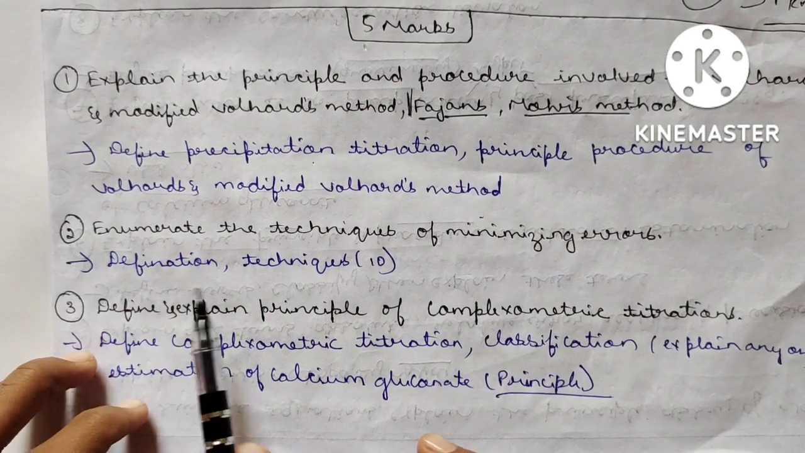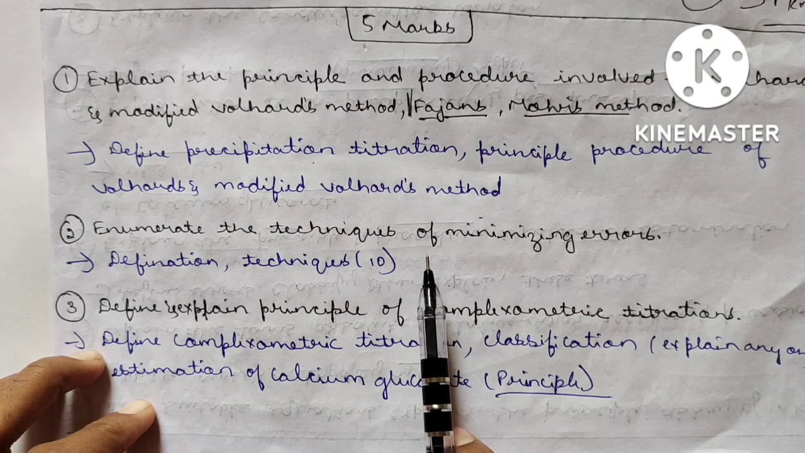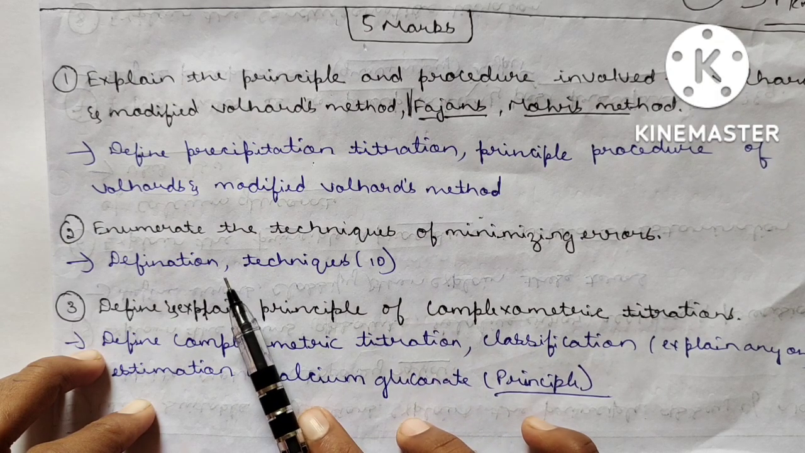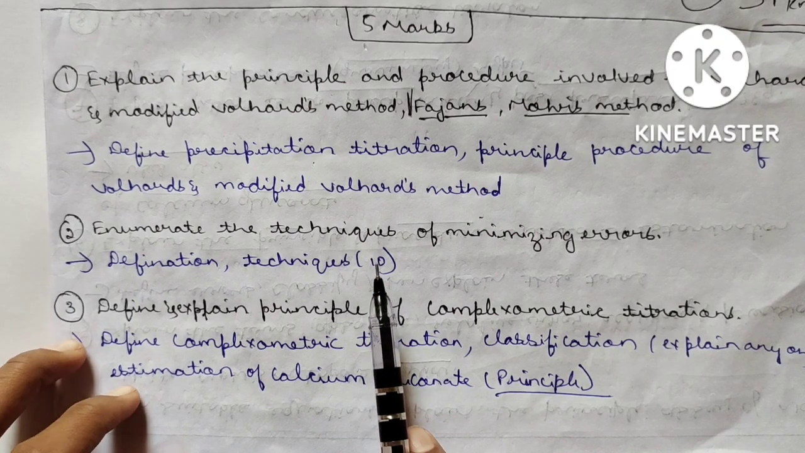Now the next one is: enumerate the techniques of minimizing errors. This question was also asked in the 10 marks. Write the definition of errors, then 10 techniques. We discussed this in yesterday's video.